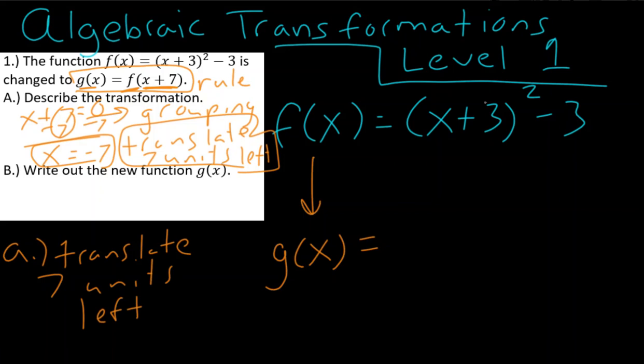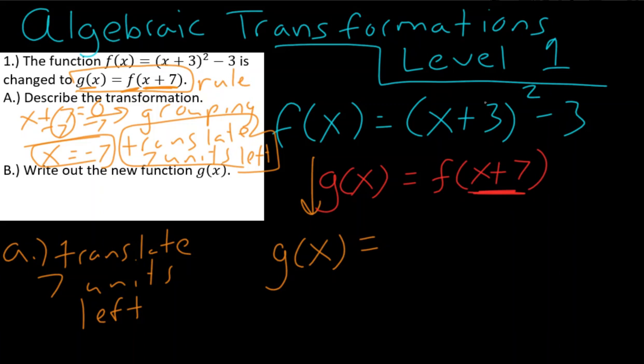Now, this is the trickier part. It says write out the new function of g of x. So let's kind of write our rule here. We're going to write our rule in the middle in red. It says g of x is equal to f of x plus 7, close parentheses. Notice the only change here is inside the parentheses. So I'm going to go ahead and write g of x as such.